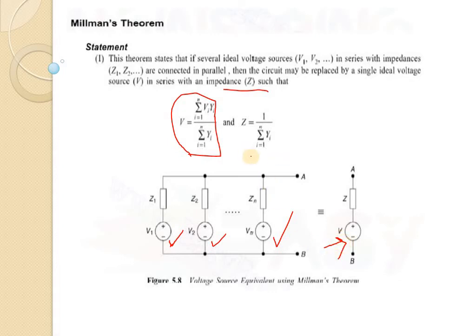In a similar way, we can calculate Z also, where Z is 1 divided by the summation of Yi, where i equals 1 to n. So in that way, we have calculated the value of voltage V and the value of Z, and made a simple circuit which consists of a voltage source with a series impedance of Z. So that is the concept of Millman's theorem.